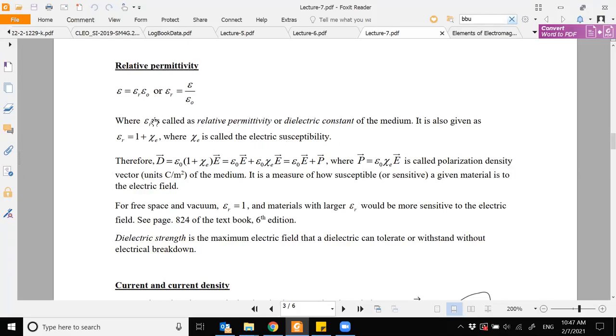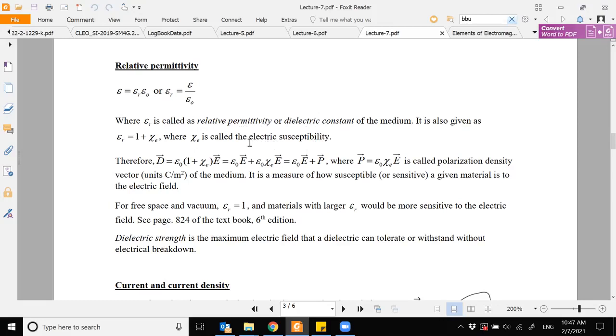And the relative permittivity epsilon r, in electrical engineering, we also name it the dielectric constant. Very, very common. It is called the dielectric constant of a medium. And how can we get this relative permittivity? Relative permittivity is equal to 1 plus chi e. And chi e is called the electric susceptibility.